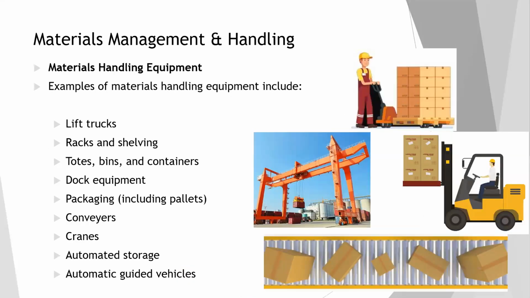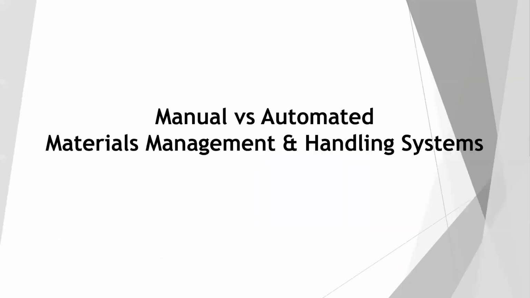So just to give you an idea of some material handling equipment that is very common in our supply chains: lift trucks, racks and shelving, totes, bins, containers, all these different things that we put products in, dock equipment, even packaging, which includes pallets, conveyors, cranes, automated storage, automatic guided vehicles. These all fall under materials handling equipment. And some can be very small, very simple. Some can be very expensive, very complex, very robust.